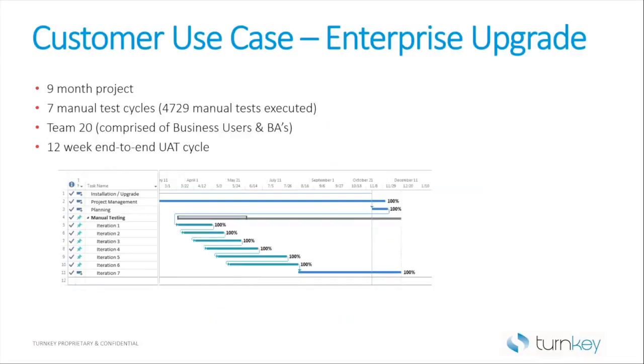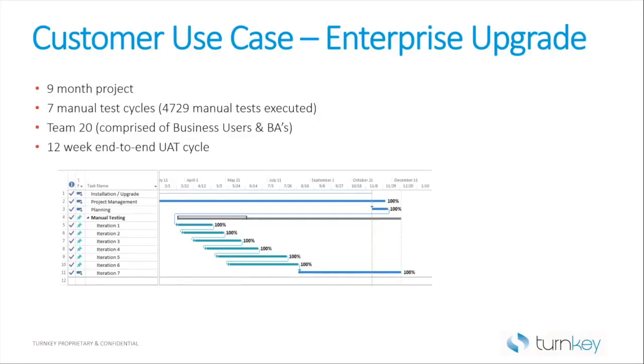So we have an example here of an ERP system upgrade that followed the traditional waterfall approach. It was a 9-month project. They had 7 manual testing cycles or iterations. In total, they executed over 4,500 manual test cases.